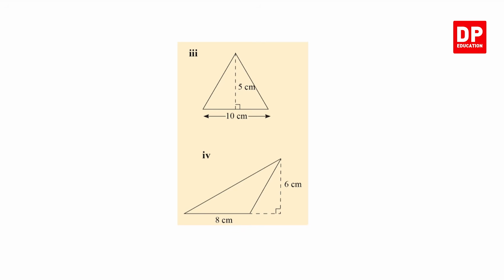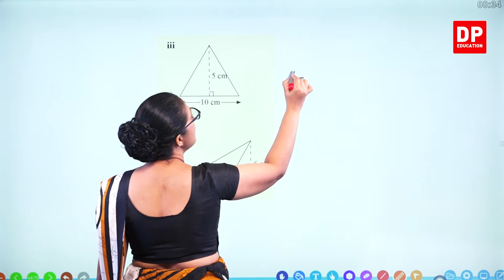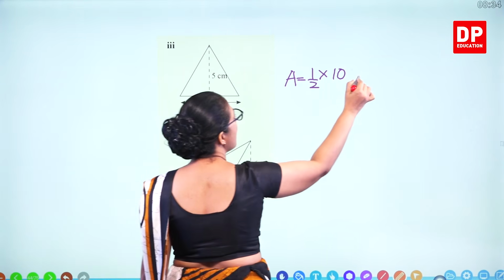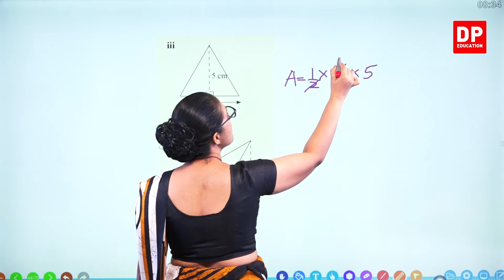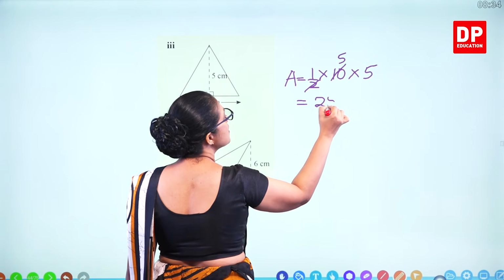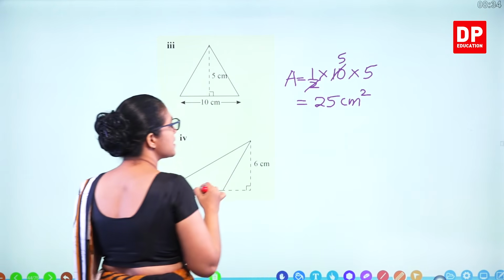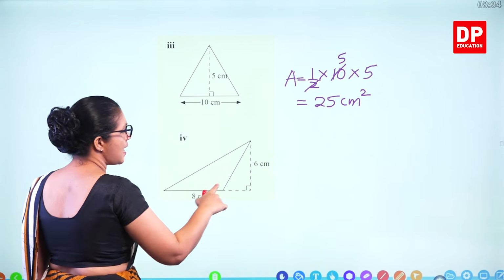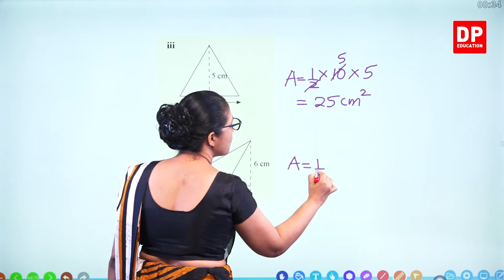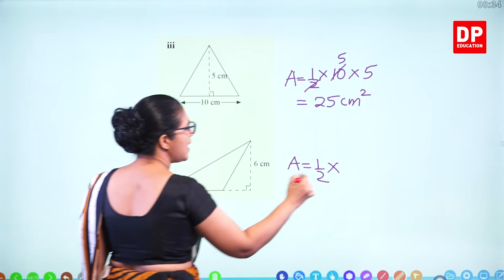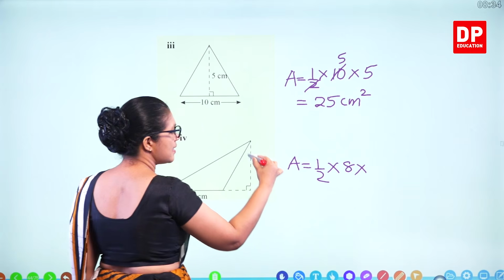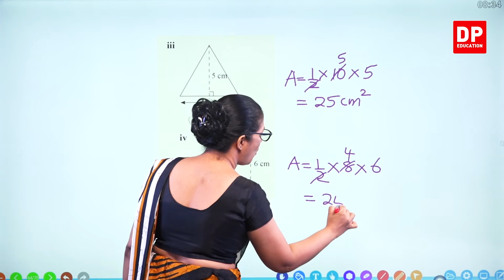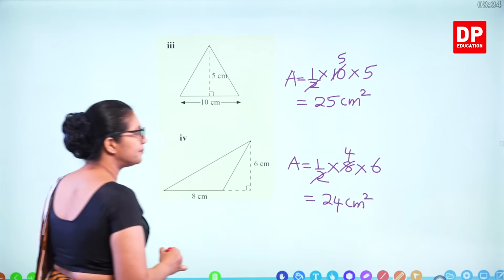This is a triangle. What's the area of a triangle? Half into base length. That's 10. And the perpendicular height is 5. 2 times 5, 5 times 5, 25 square centimeters. And this is an obtuse angle triangle, but same formula. Half into base length is 8 and perpendicular height is 6. 2 times 4, 4 times 6, 24 square centimeters.